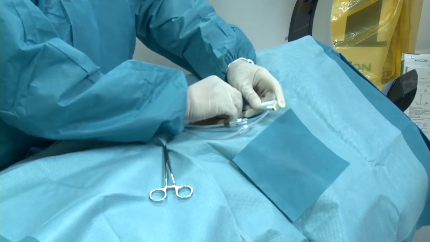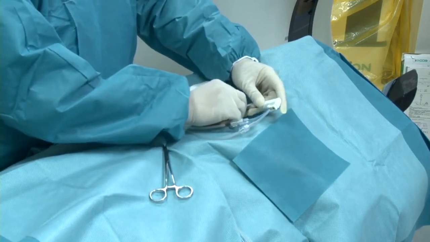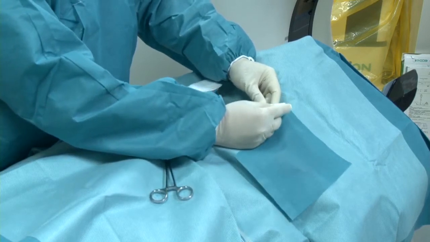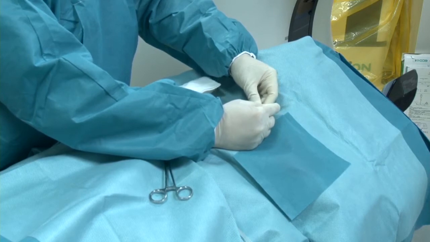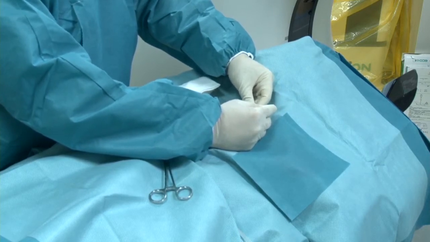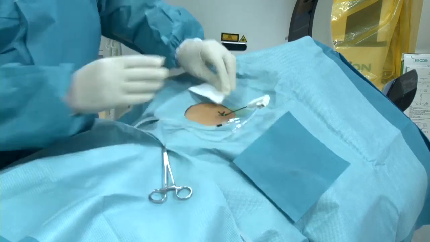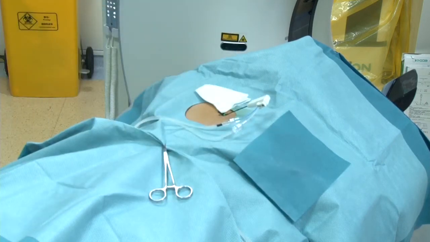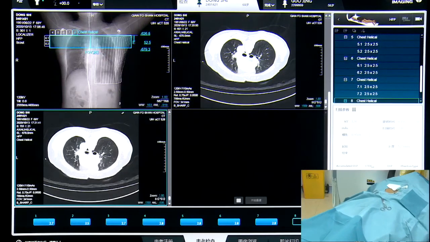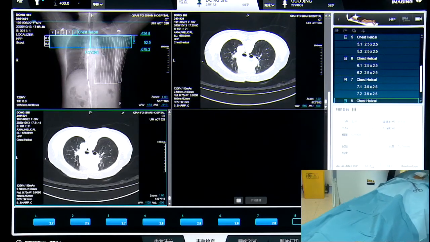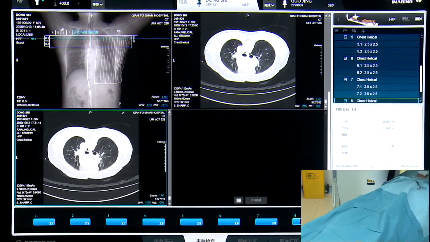So we insert the microwave antenna just to anchor the lesion. So no matter there is bleeding or no bleeding, we can do ablation successfully. Do you think that a coaxial system with long access needle would be helpful?